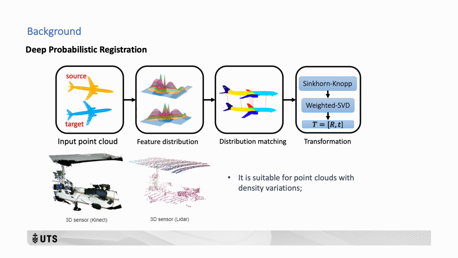The first step involves feature extraction. In this step, deep learning techniques are used to extract informative features from the point clouds. Convolutional neural networks, CNNs, or graph neural networks, GNNs, are commonly employed for this purpose. These networks can capture local geometric information and learn discriminative feature representations from the point cloud data. The extracted features are then used to represent the points as distributions. The goal is to group similar points together based on their learned feature representations.